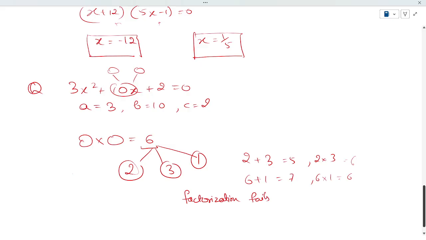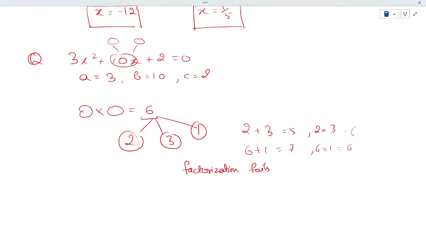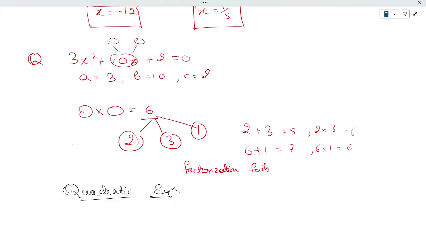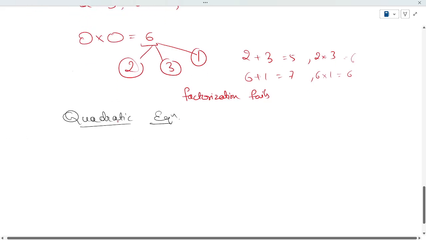But it doesn't mean that this equation has no roots. We can find the roots of this equation by one direct method, and that method is the quadratic formula. And this method never fails. Whether your equation is in decimal or fraction, this method will still find the roots, right? What is this quadratic formula? It's just a standard equation solved for x.